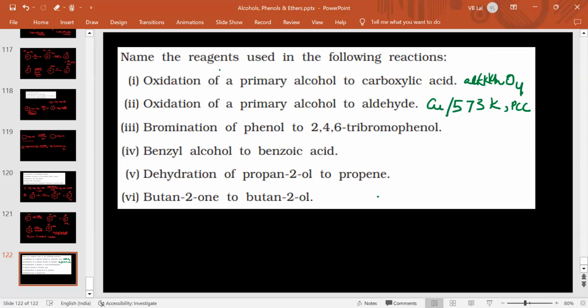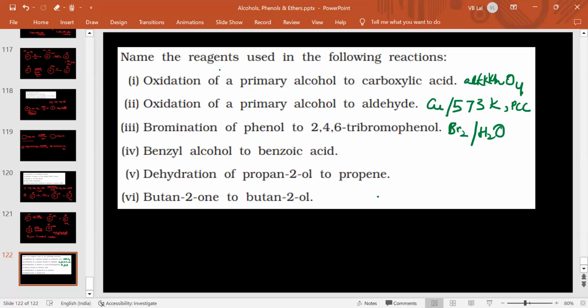Bromination of phenol to give 2,4,6 tribromophenol. This is the right question for you, Hari Raghav. Just now you saw how you can get ortho and para-bromophenol from phenol. Now I want to get 2,4,6 tribromophenol. What will I do? When I took bromine and carbon disulfide, I got ortho or para. If I take bromine and which reagent? Bromine water.